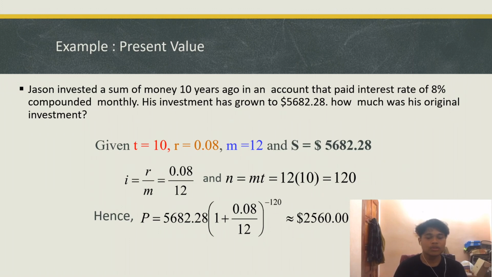So we just put in the given formula. P equals 5,682.28 times (1 plus 0.08 divided by 12) to the power of negative 120. So we get $2,560 for his present value.